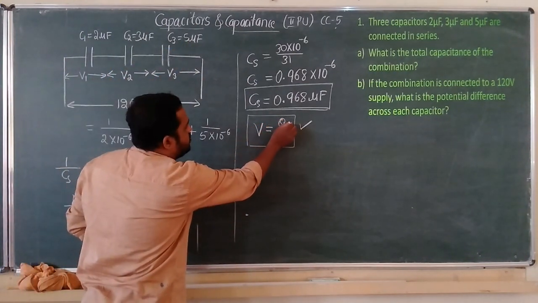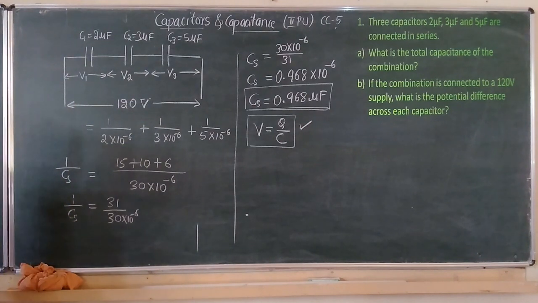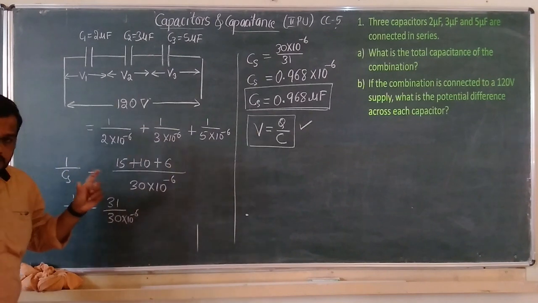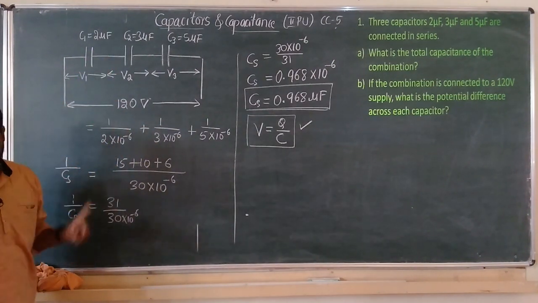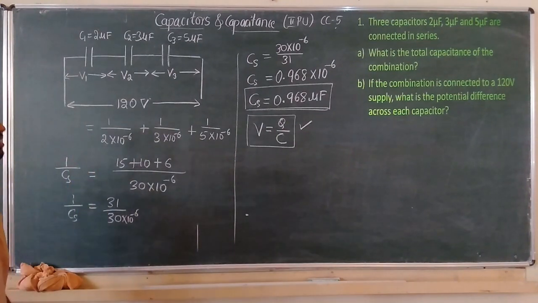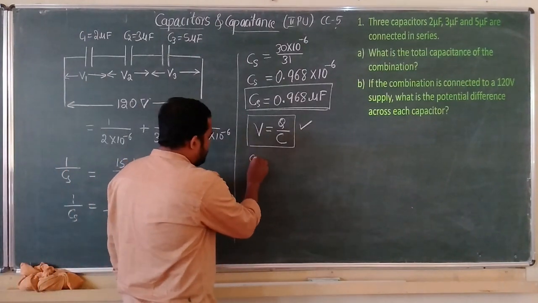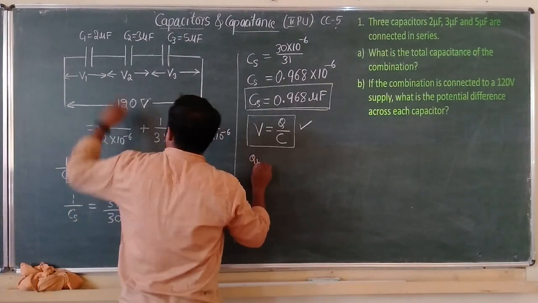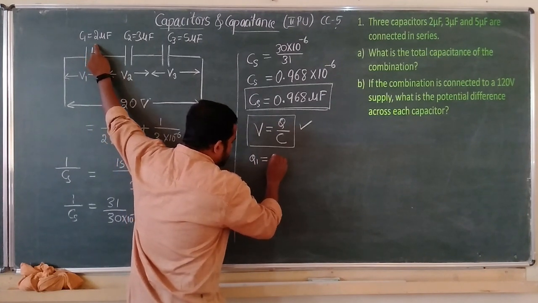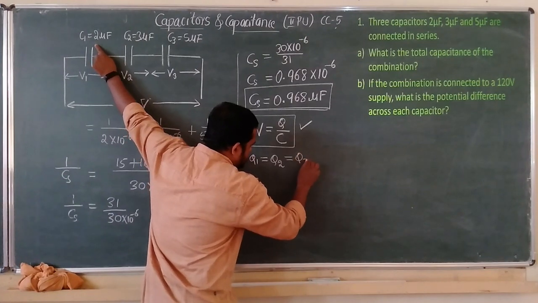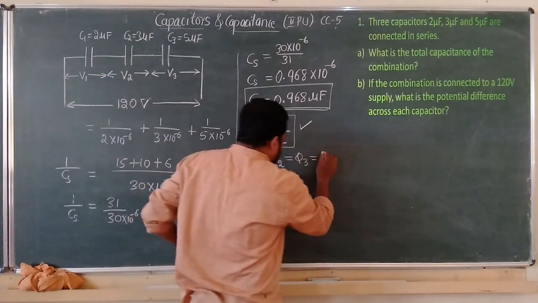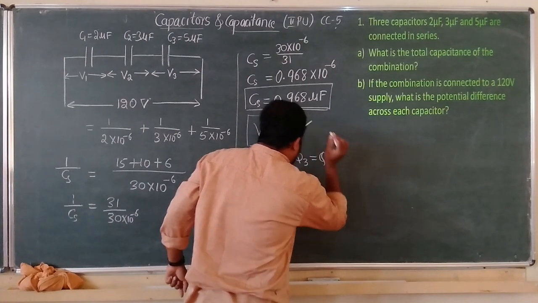What is the value of Q here? To calculate the value of Q, just remember the conditions that we discussed while deriving the expression for the effective capacitance of capacitors in series. In case of series combination, if Q1 is the charge stored in the first capacitor, that is equal to the charge stored in the second capacitor, equal to the charge stored in the third capacitor, equal to the charge stored in the effective capacitor.